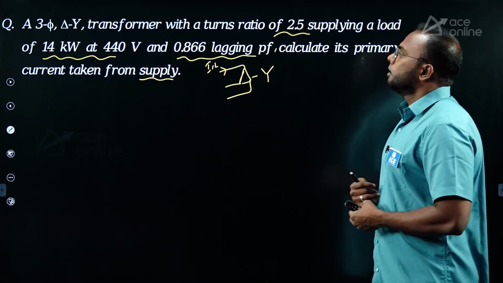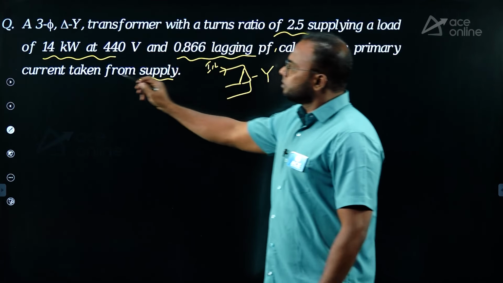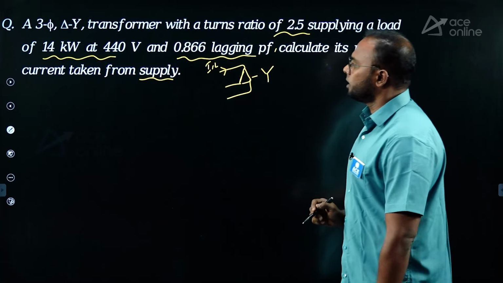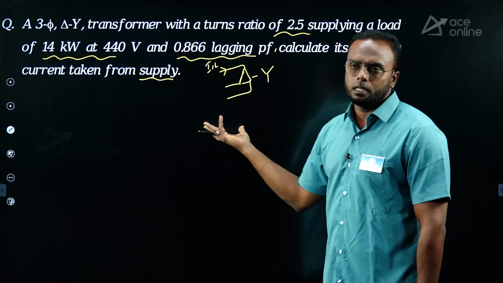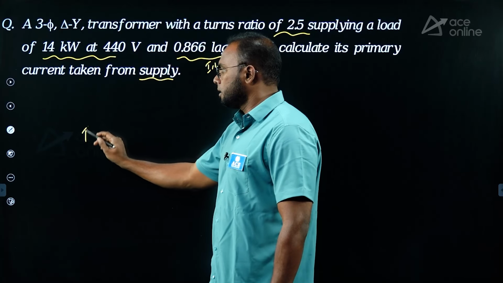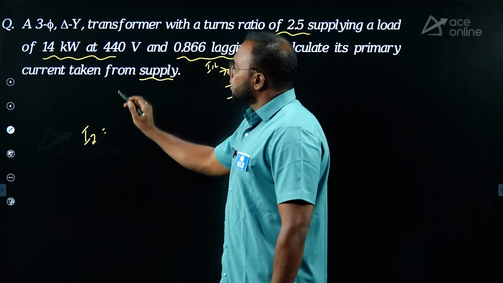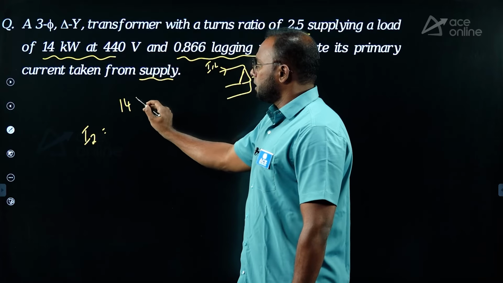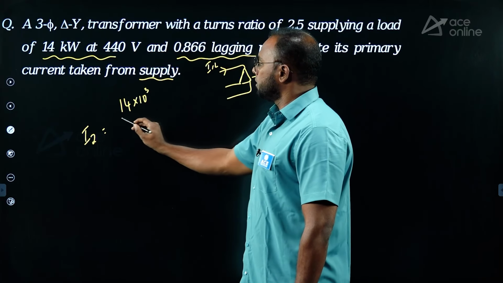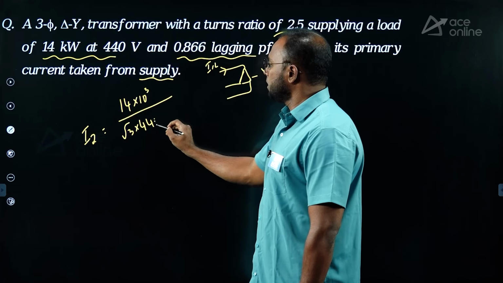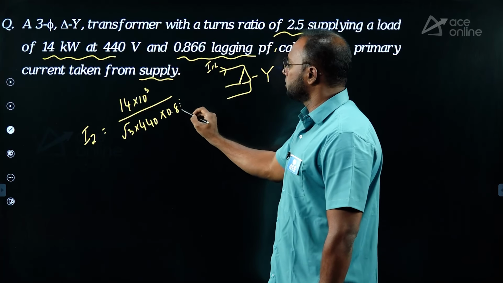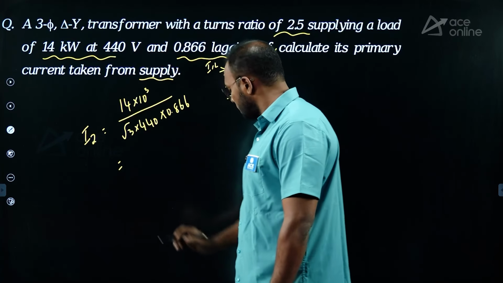See here. It is supplying how much load? 14 kilowatt at 440 volt, 0.866. So with that voltage available, secondary side current we can find. What is the secondary current? Line current equals power 14K divided by root 3 times the line voltage, 440 on secondary, and power factor 0.866. Calculate this, how much current we get?